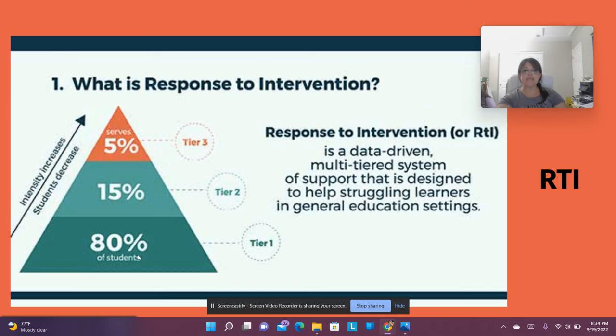RTI. So again, it's that tiered response. Again, everything in education, when we're looking at interventions or supporting our students, it's driven by data. If we don't have data that indicates, hey, the student needs some support, then we're just kind of going at it blind in the dark. So we really want to make sure that we have data that's saying this is what the student needs.